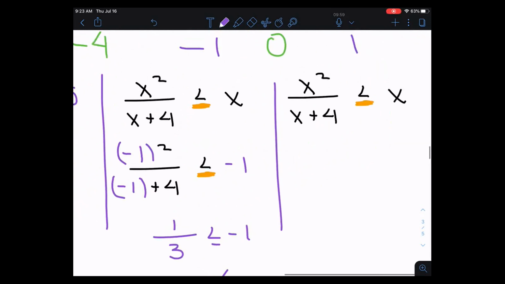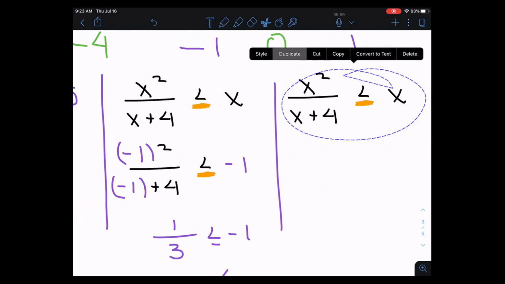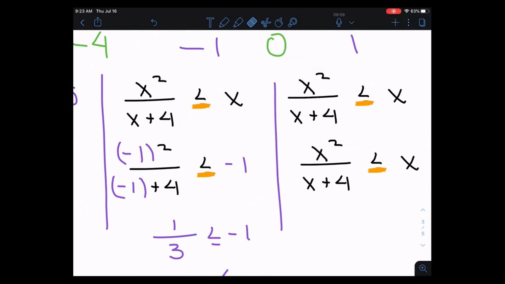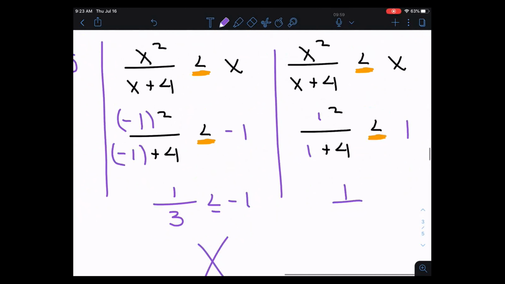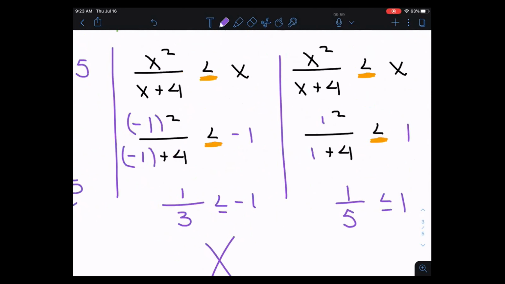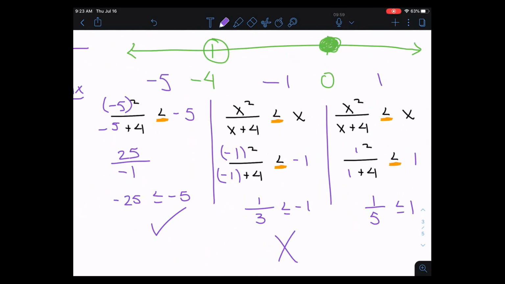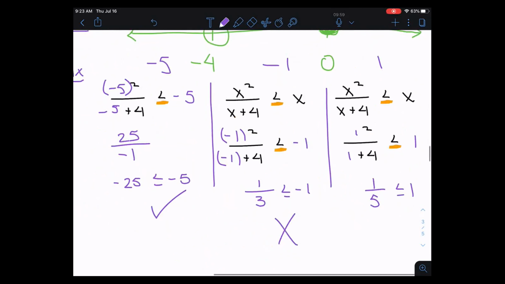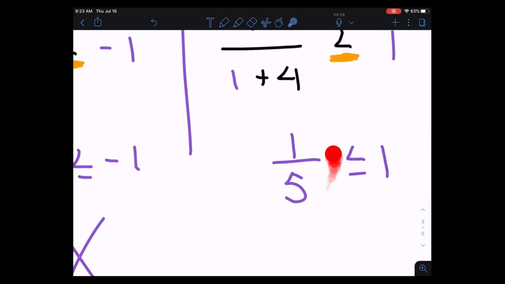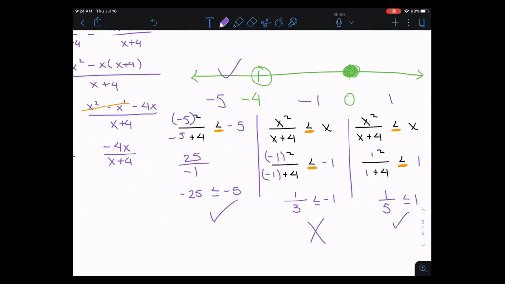Okay. And then if we take this case, we're just going to plug in 1. 1 squared is 1, over 1 plus 4, which is 5. Is it true that 1/5 is less than or equal to 1? Yeah, it's less than. Yes, this is a fraction. 1/5 is a fraction. 1 is definitely bigger than 1/5. So these are the intervals that work.